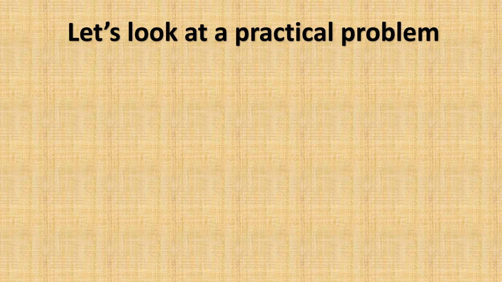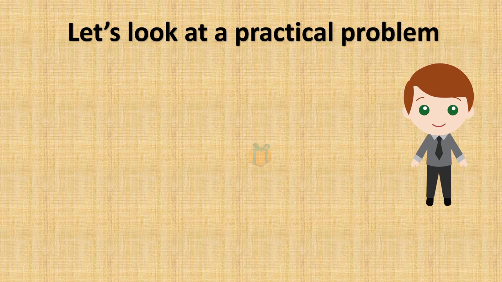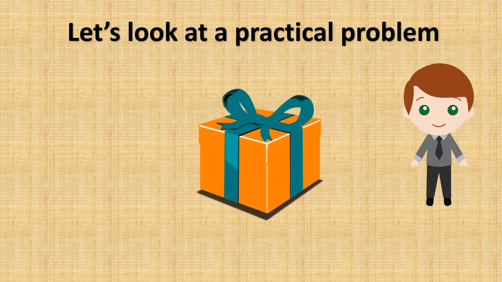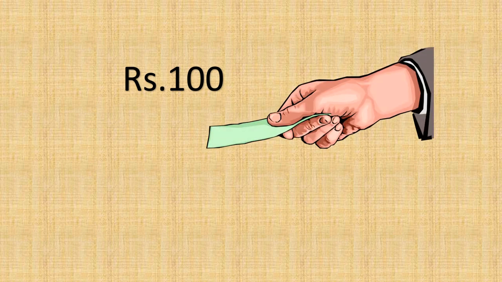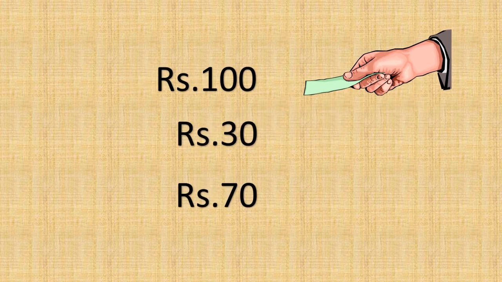So let's say you go to a shop to buy a gift for yourself. Let's say the gift costs 30 rupees. You only have 100 rupees. You do not have 30 rupees. So you give 100 rupees to the shopkeeper. And the shopkeeper returns 70 rupees to you.